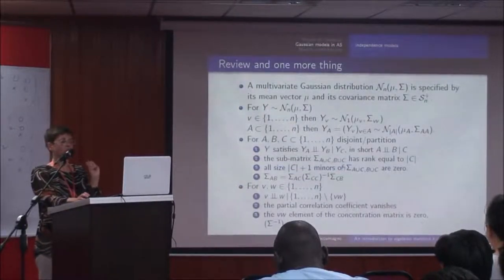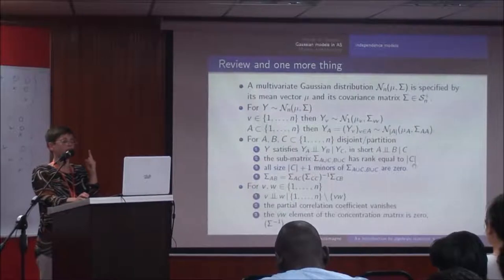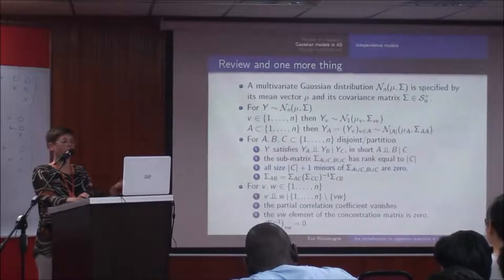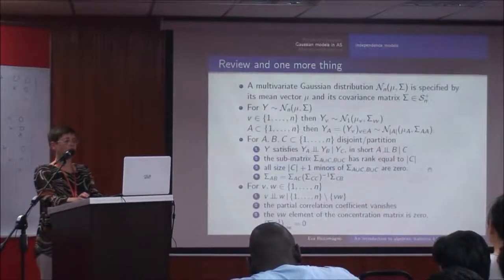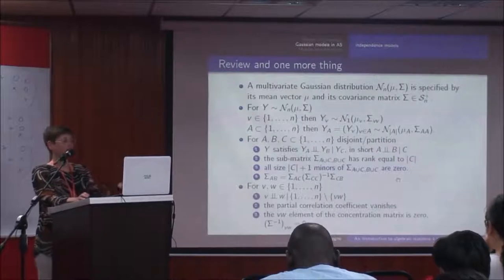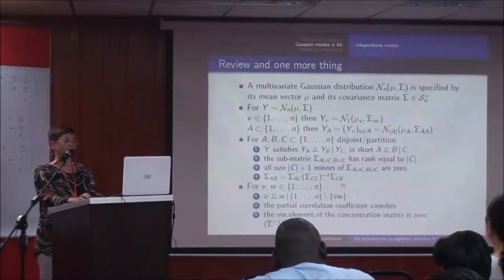Okay? I'm going to consider all submatrices of this one and check their rank. I want to check their determinant, whatever. What I want is that the rank of this one is equal to the number of elements of the set I'm conditioning on, C. This is equivalent to saying that all minors of dimension cardinality of C plus 1 of this matrix are 0. Repeat again. This is equivalent to this condition that's already been shown to you.